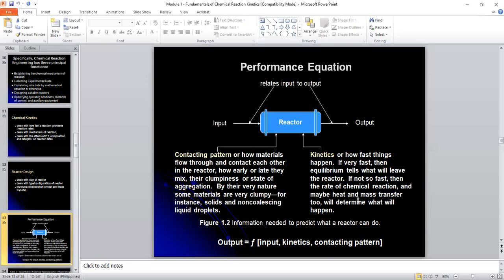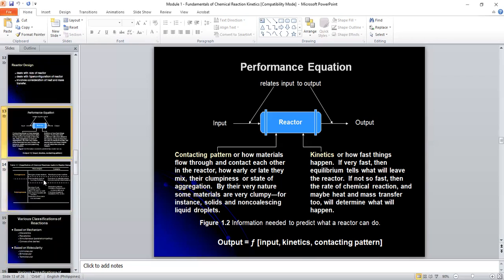Now, this is figure 1.2 in your textbook. This is the information needed to predict what a reactor can do. Your performance equation relates this input, or inputs if I include these two, to the output. So your output is a function of the input, the kinetics of reaction, and the contacting pattern, how your raw materials contact each other.